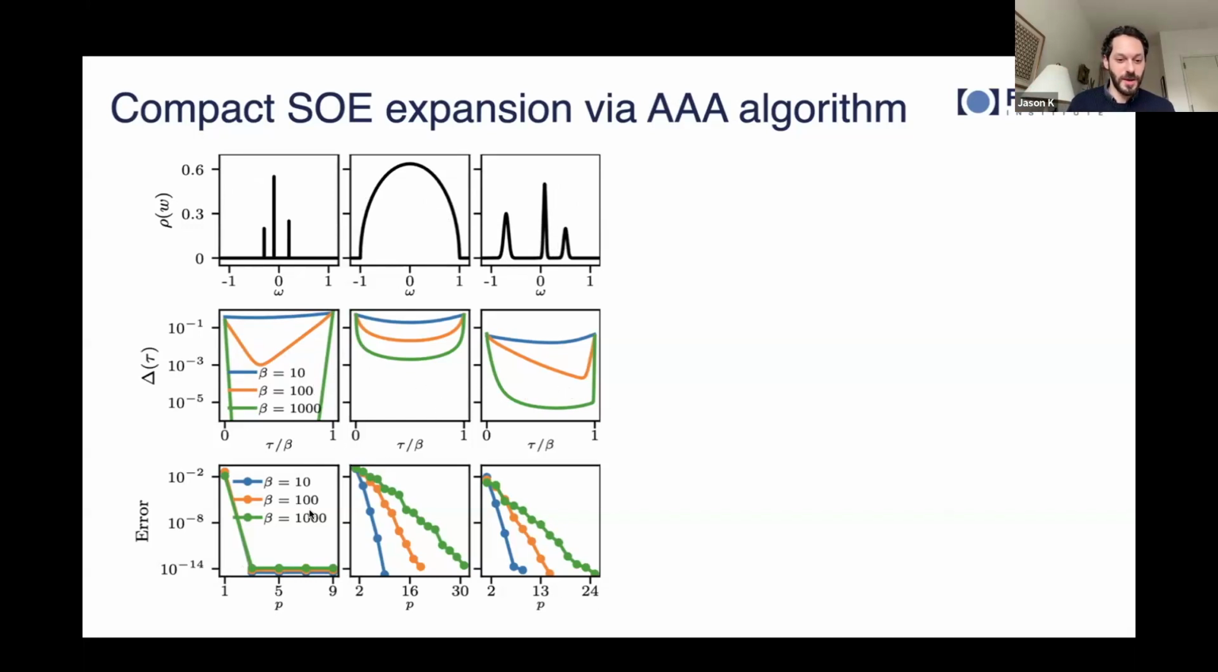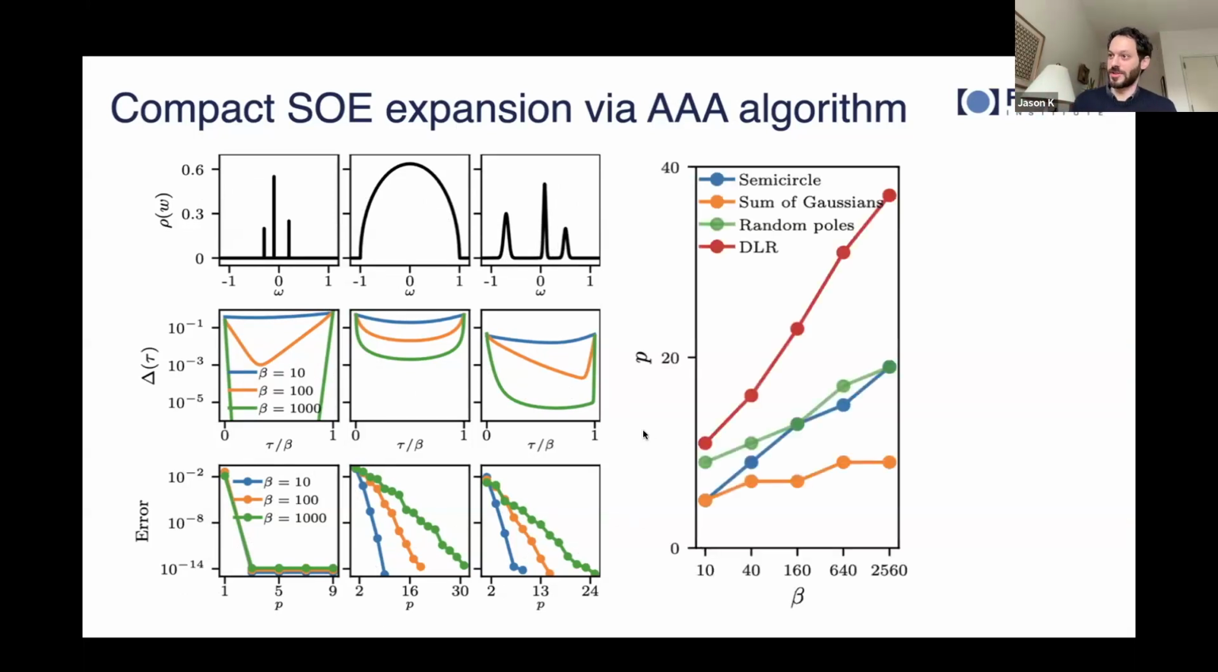And basically here I'm plotting, running this algorithm, the error as a function of the number of poles you use. And very nicely, regardless of the temperature, you see that for the discrete spectrum, this algorithm immediately finds the poles and gives you perfect accuracy for three poles. And for the continuous spectra, you get nice exponential convergence.